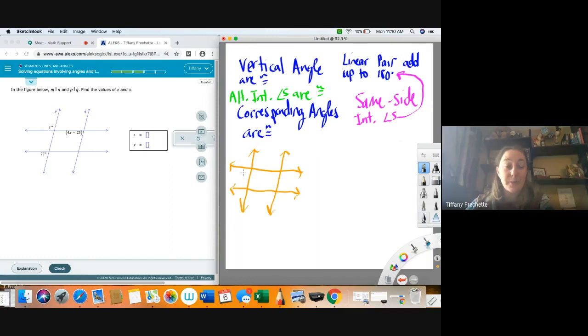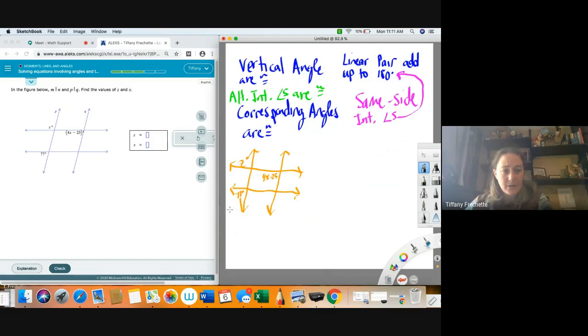Just make sure you're paying attention because I did put things in the wrong spot on the last one. So you want to make sure you're putting them in the correct spot, or you may work it out correctly based on how you put it in the diagram, but that doesn't mean the answer is correct because you didn't draw the diagram correctly.